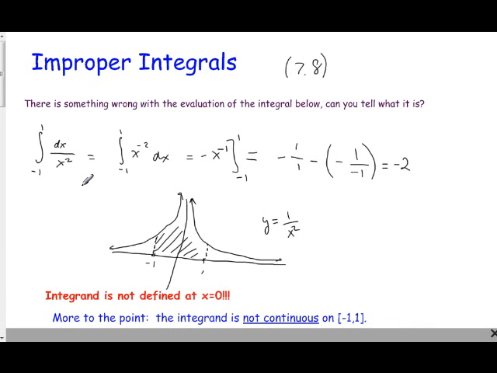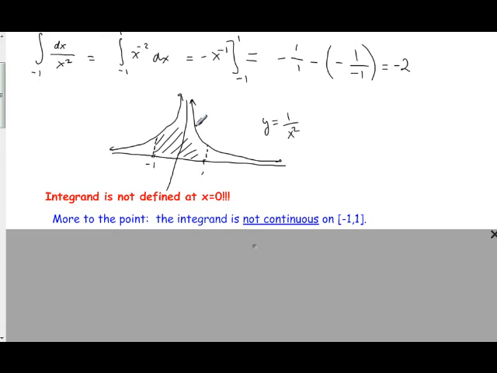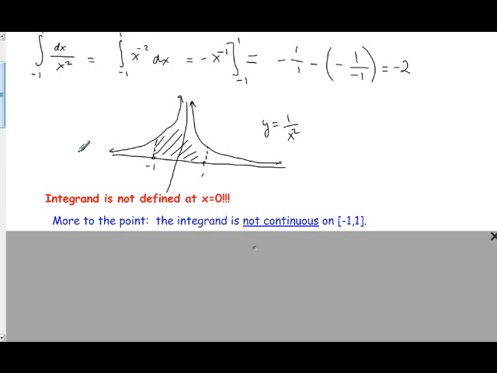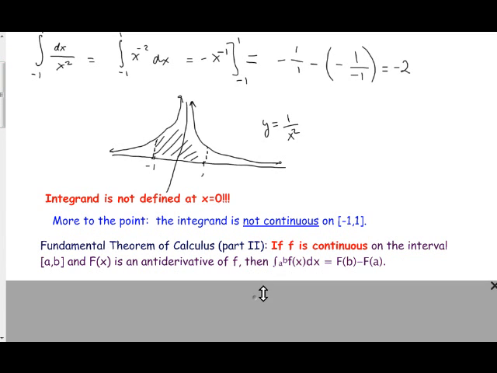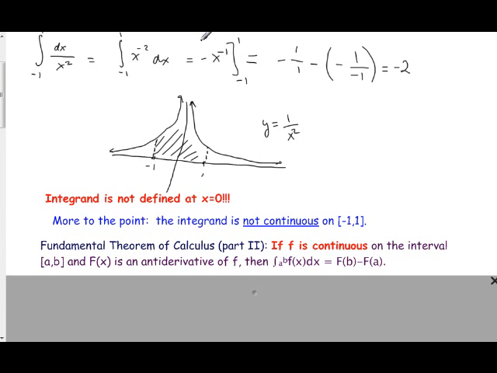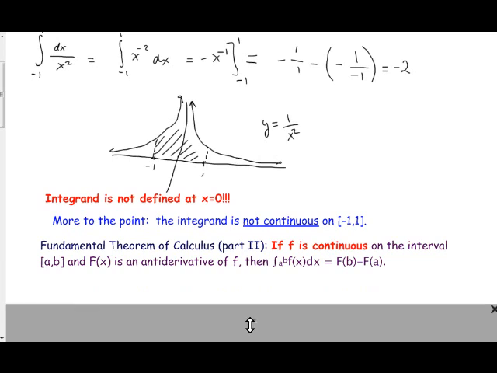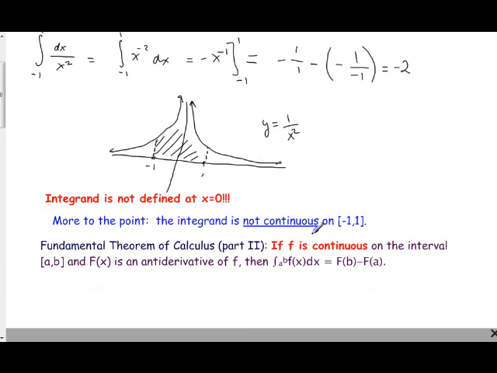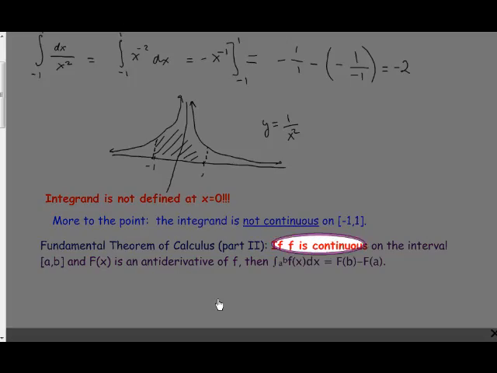So what does that mean? Well, more to the point, it's not continuous there. There is a discontinuity at x equals 0. If it's not defined, it's definitely not continuous. And let me remind you of what the fundamental theorem of calculus says. It says that if f is continuous on the interval a, b, and F of x is an antiderivative, then the integral from a to b of f of x dx is equal to F of b minus F of a.